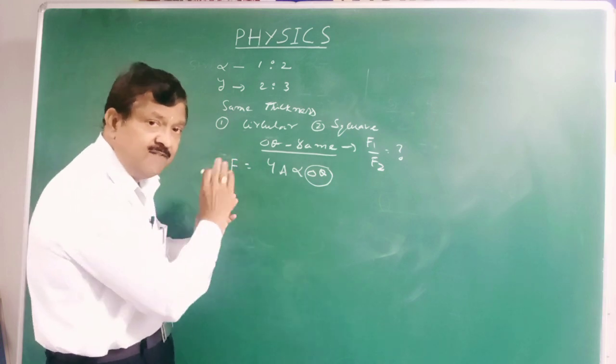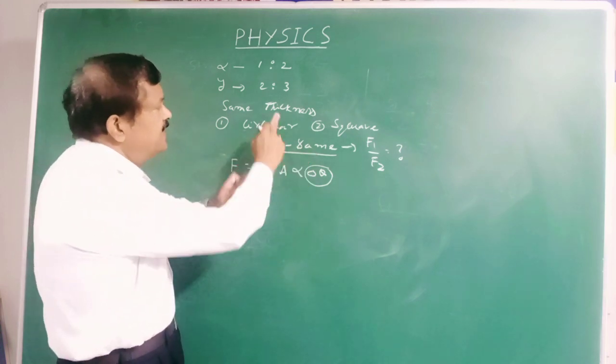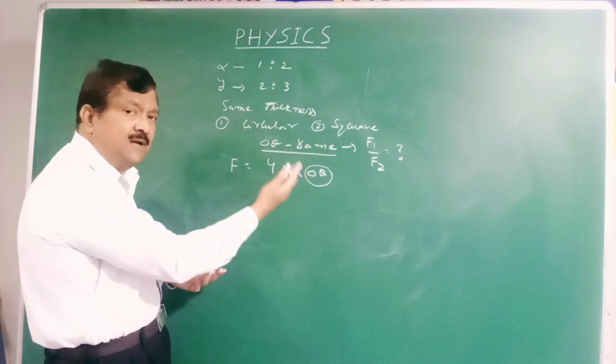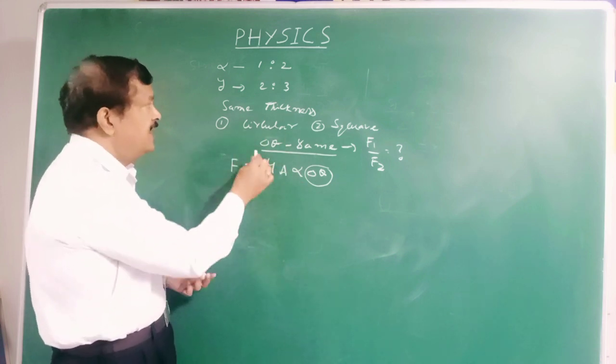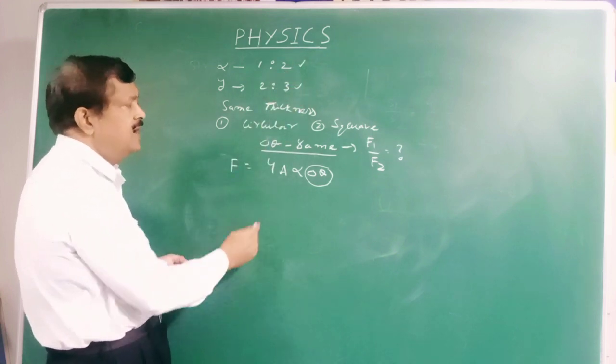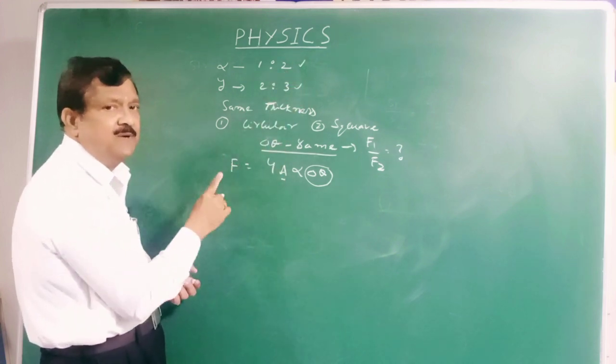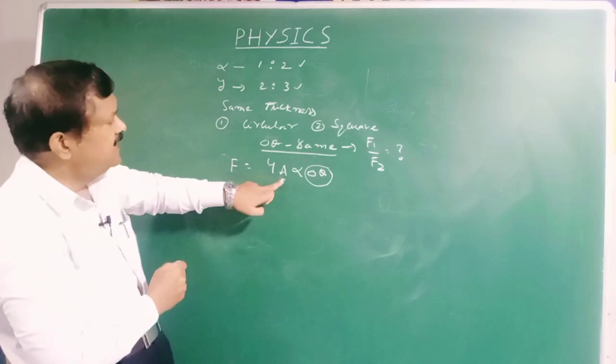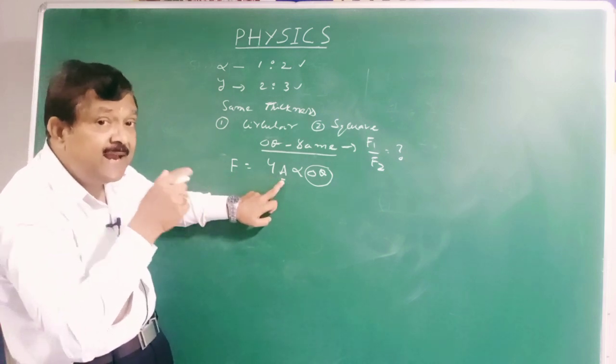Delta theta is not a variable because it is the same for both the rods. Then what are the remaining variables present here? Young's modulus is a variable, coefficient of linear expansion is a variable, and area of cross section is also a variable. But when calculating the area of cross section, we are given a condition.